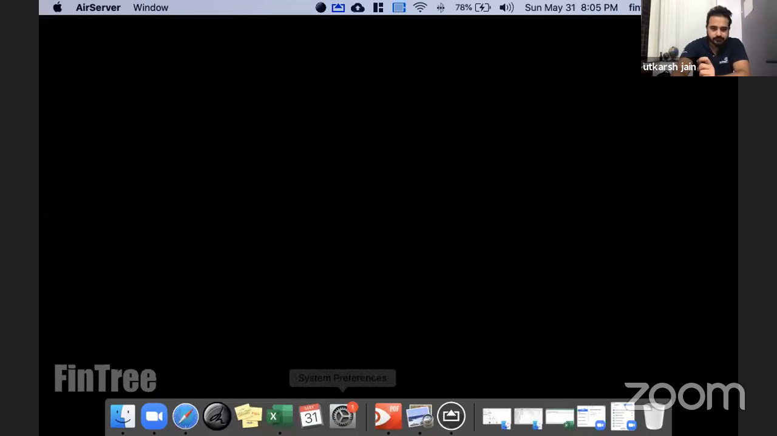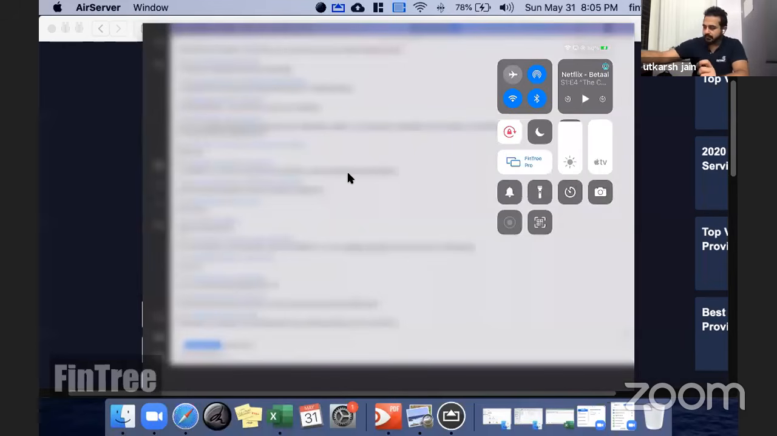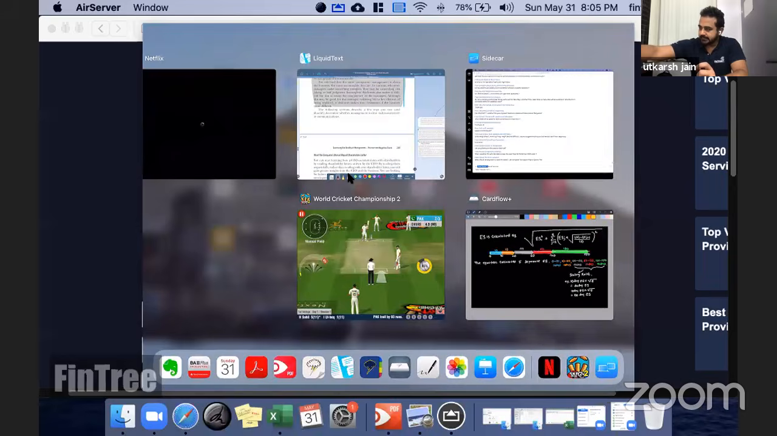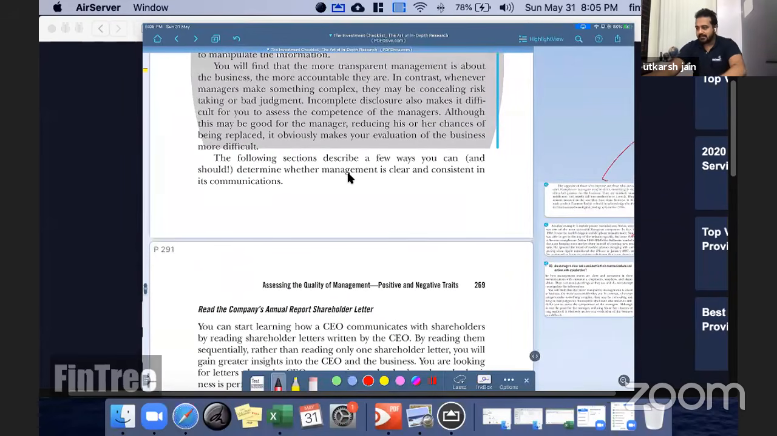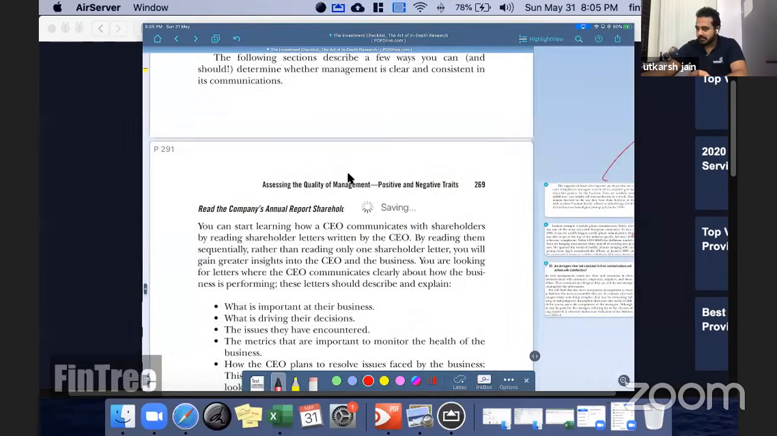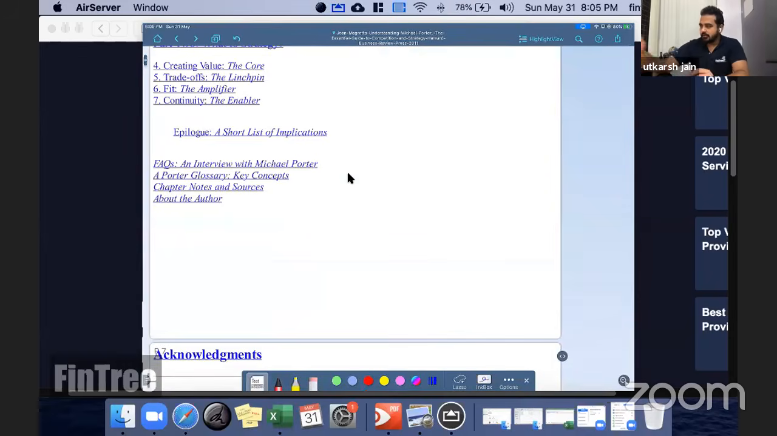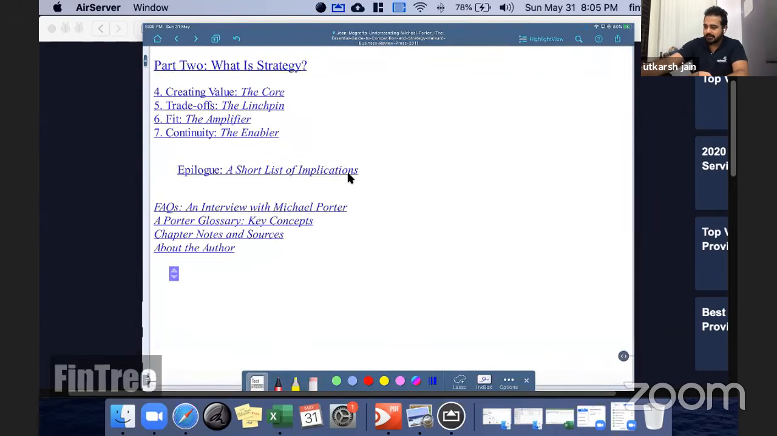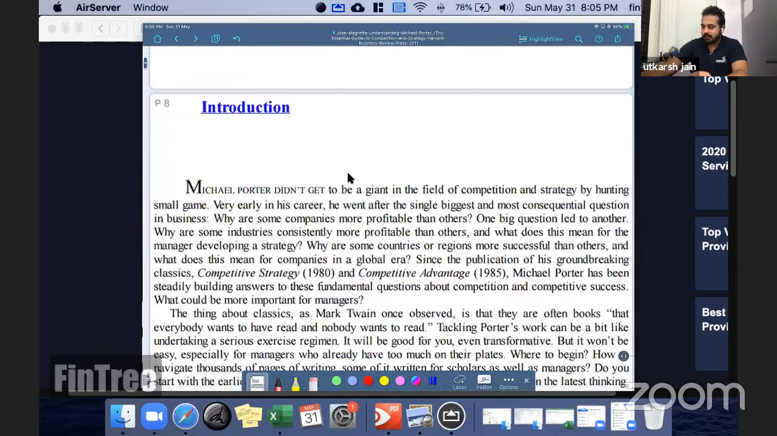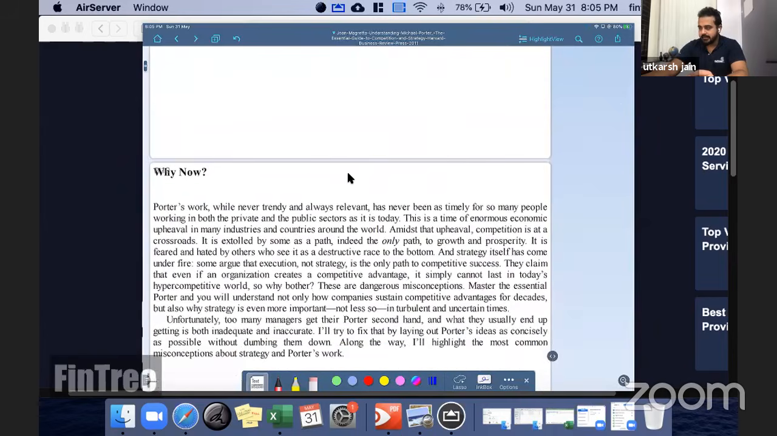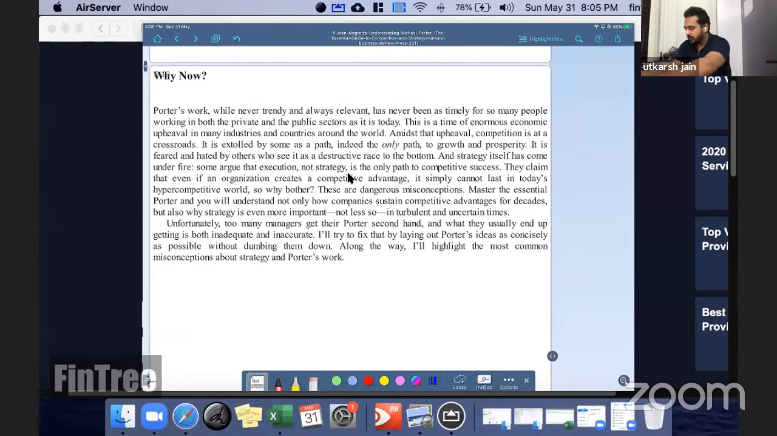All right, this is my iPad. This, by the way, was your chat box. Okay, so this is my Liquid Text app, and let me open some random books here. Recently I read a book called Understanding Michael Porter. It's more of a management book. Now let's say I'm reading the book, and while reading the book, there's one particular paragraph which I feel is very important. So what I can do is, let me pull out my Apple Pencil here.